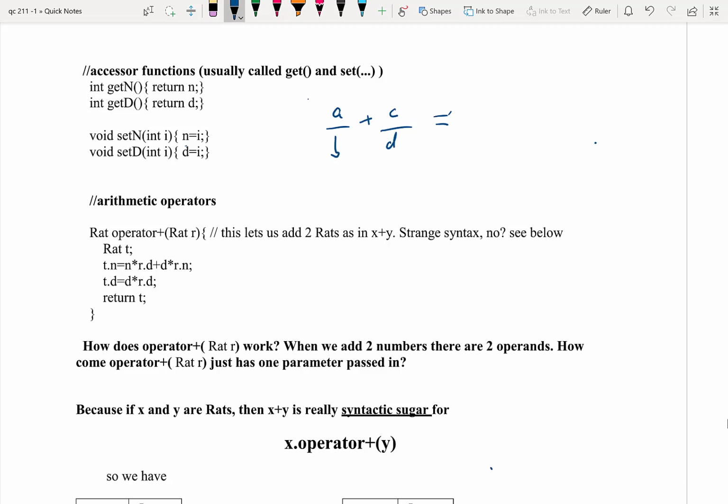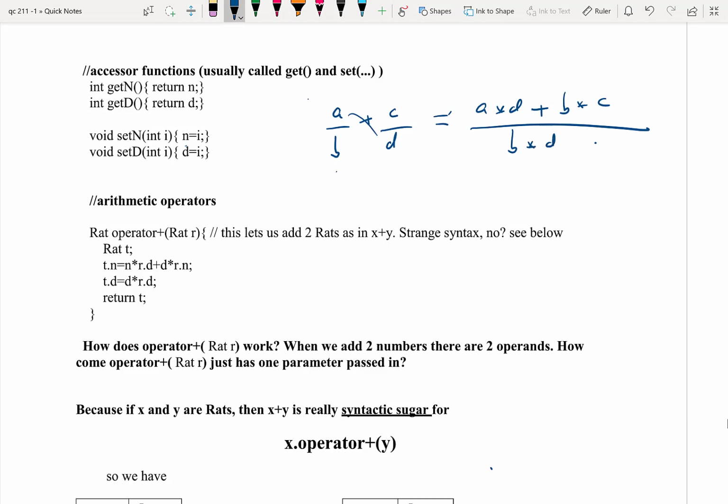You said a times d, right? You're going to write times explicitly. A times d plus, in other words, this way, you cross-multiplied, plus b times c, and it was over b times d, right? That's the way you defined it.